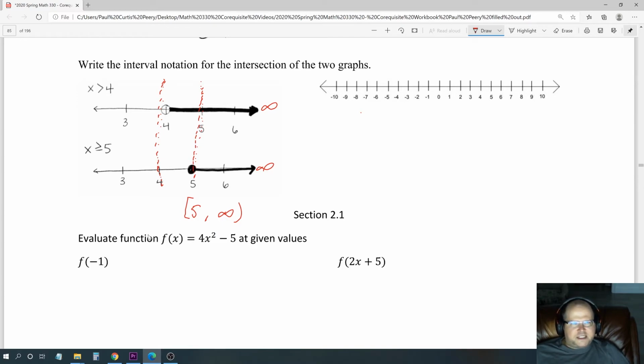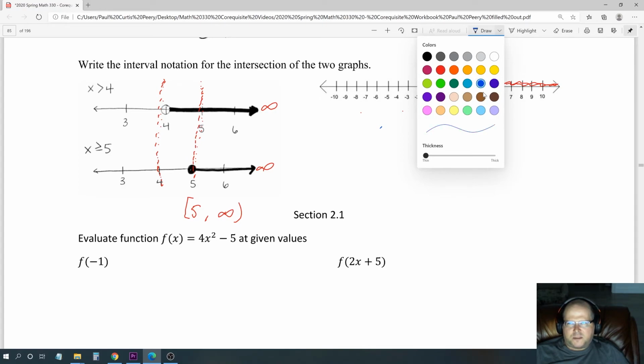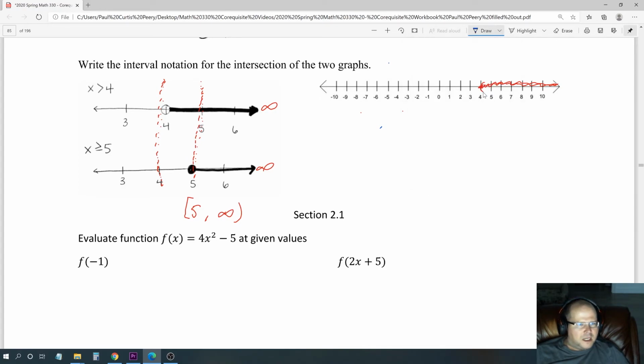Another way of doing it is you could just redo the graph and graph both of them on the same number line. We're going to graph the top one, which should start at 4. Because the hole is not filled in, we're going to use a parenthesis. And then the bottom one, we can graph that one as well. It starts at 5, which is right here. But because it's filled in, it's going to be solid, and we just fill that in. It goes off to forever.